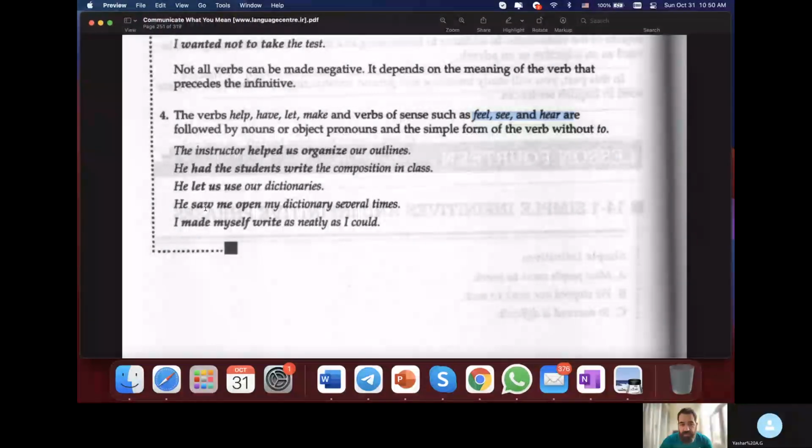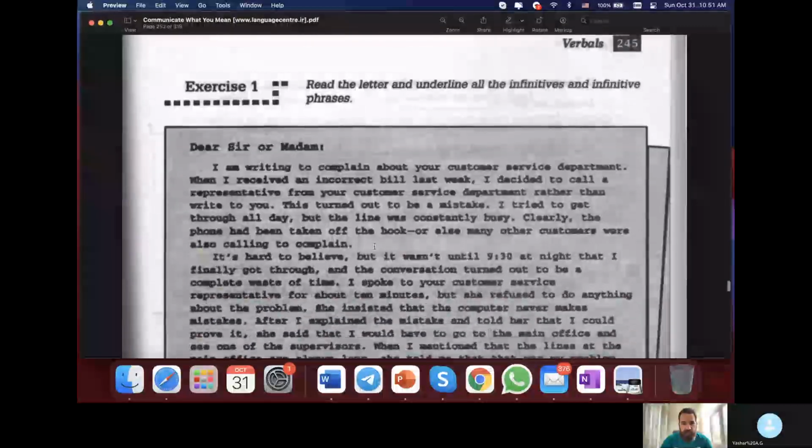I saw him opening my dictionary, meaning in the process of opening. I saw my mother cooking, meaning in the process of cooking. But I saw my mother cook my, for example, favorite food, meaning I saw it from beginning to end. Clear? Okay. It's very important.